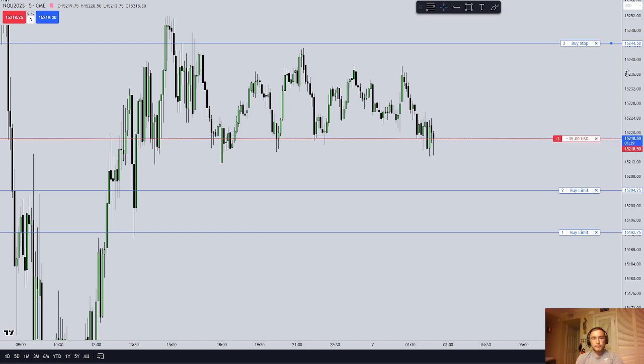I think price wants to run yesterday's New York lunch low. And so I think that is the draw on liquidity. I think that is price's current objective, short-term objective.